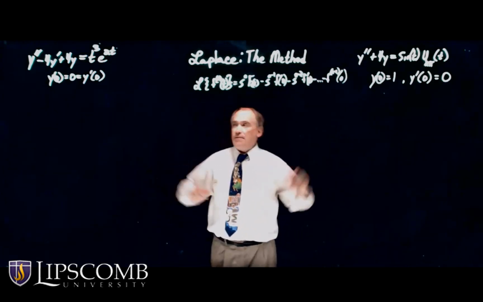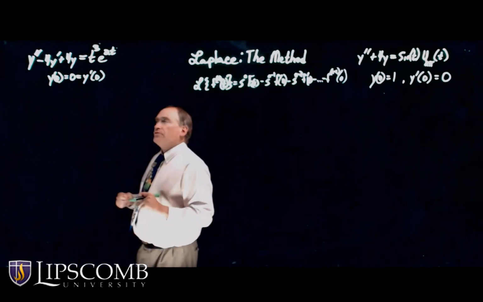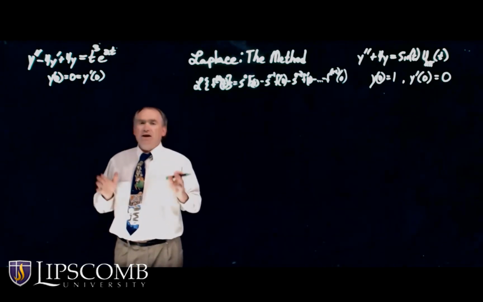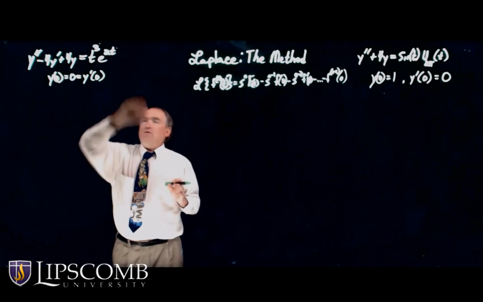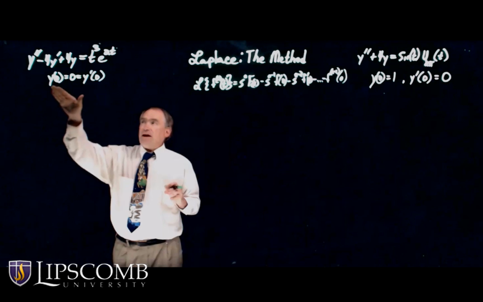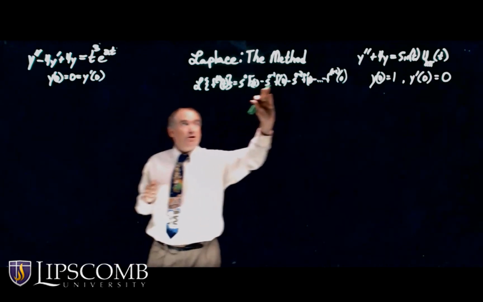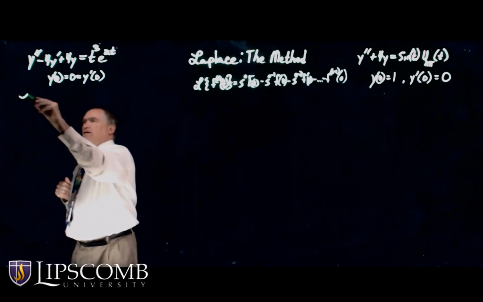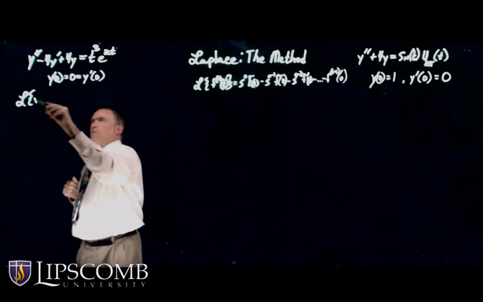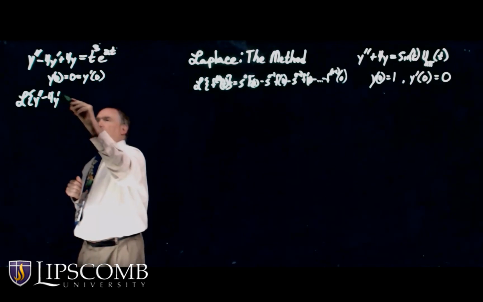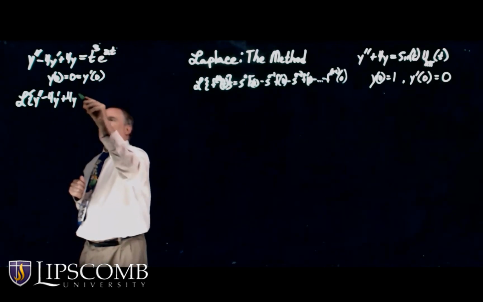So I have two examples here, and I want to do this one first. Step number 1, I'm going to take the Laplace of the whole thing. Now notice, this is an IVP. I have initial values because I'm going to need those when I take the Laplace of the derivative. So I'm going to take the Laplace of both sides. What I do to one side, I must do to the other.